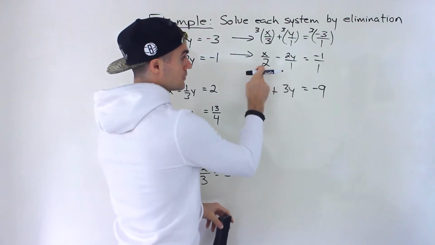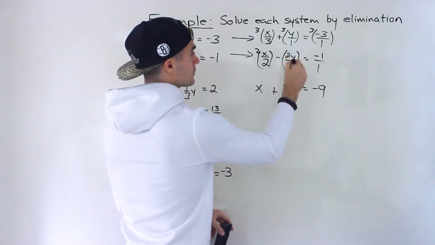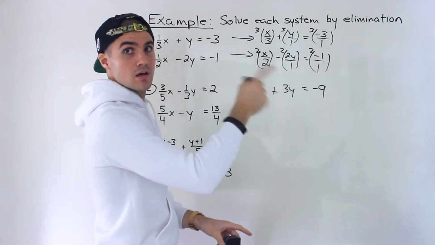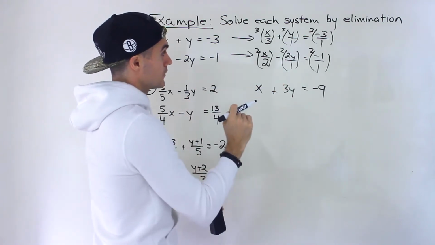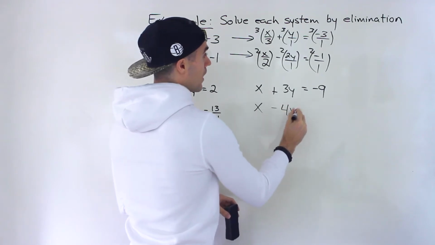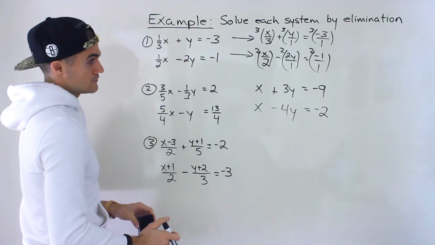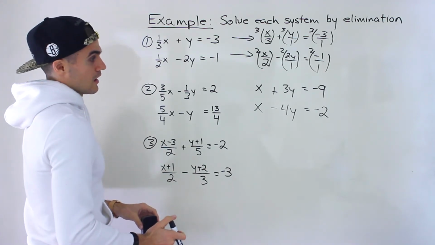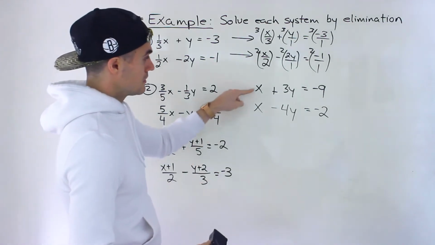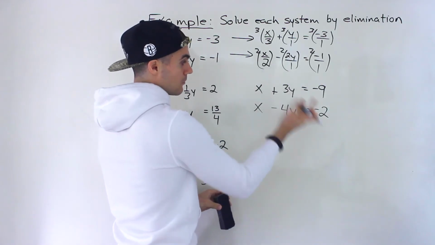Here, the lowest common denominator between 2, 1, and 1 is 2. So I'm going to multiply this by 2, this by 2, and that by 2. You have to multiply all the expressions by the same value on the left side and the right side. So the 2's cancel out here, and we end up with x minus 4y is equal to negative 2, like that. From here, notice the x's are the same, so we could just subtract this from that. We don't actually even have to multiply anything.